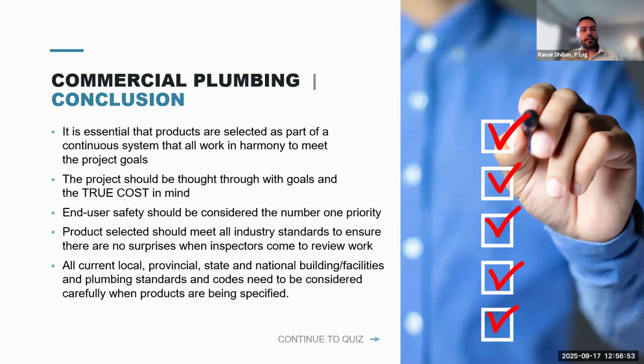So that concludes our course. Let's review some of the highlights. It's essential that products are selected as part of a continuous system that all work in harmony to meet the project goals. The project should be thought through with goals and the true cost in mind. End user safety should be considered the number one priority. Products selected should meet all industry standards to ensure there are no surprises when inspectors come to review your work. And all current local, provincial, state, and national building or facilities and plumbing standards and codes need to be considered carefully when products are being specified.